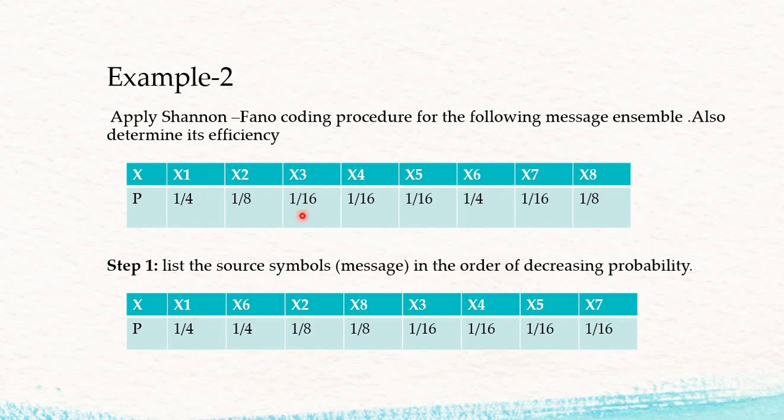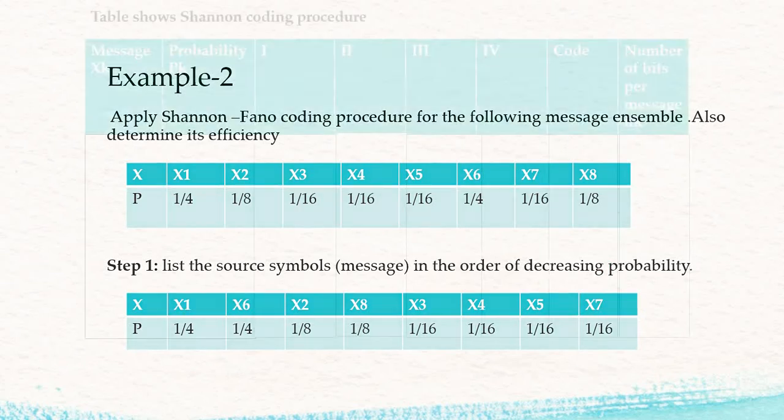After doing the decreasing process, the probabilities have changed. So x1 has a probability of 1 by 4 and x6 as well. This is very important: if you change the sequence of probabilities, you have to change the sequence of messages. So x6 has a probability of 1 by 4, x4 has 1 by 8, x8 has 1 by 8, x3 has 1 by 16, x4 1 by 16, x5 1 by 16 and x7 1 by 16. You have to arrange these in decreasing order.